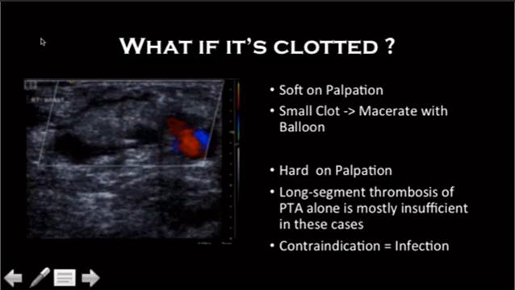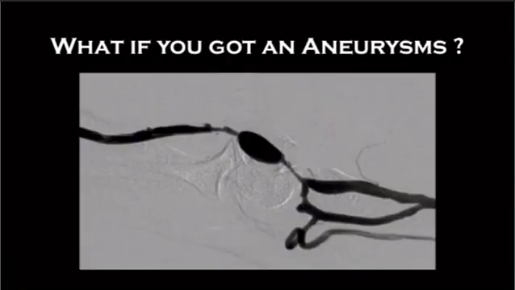If it's hard on palpation and it's a long segment, balloon maceration alone is probably not going to get the job done. You might have to use other tactics to try to get it out of there, which I'm not going to get into. And remember, percutaneous intervention is contraindicated in acute infections of the vein or perivenous space, so an overlying infection is also a contraindication.